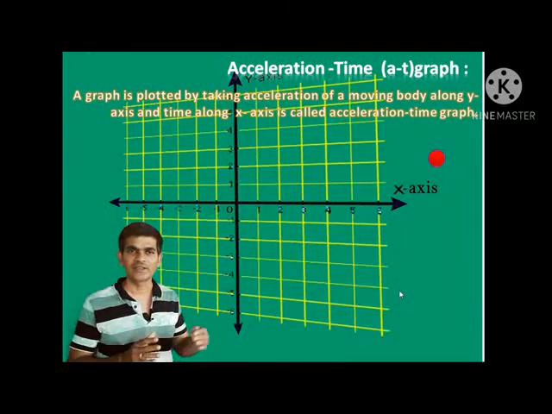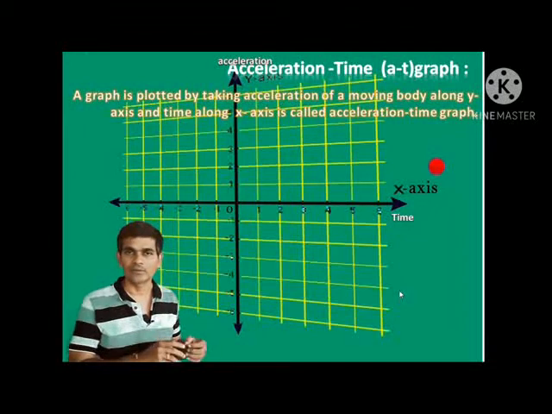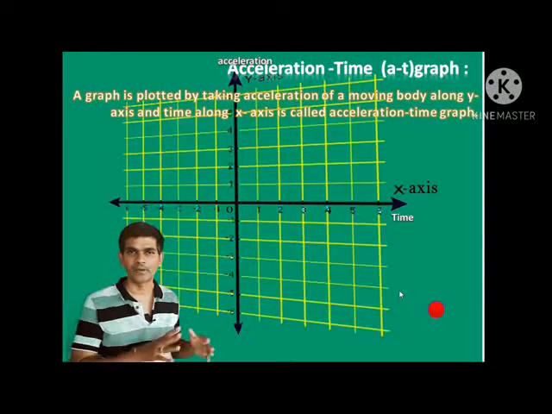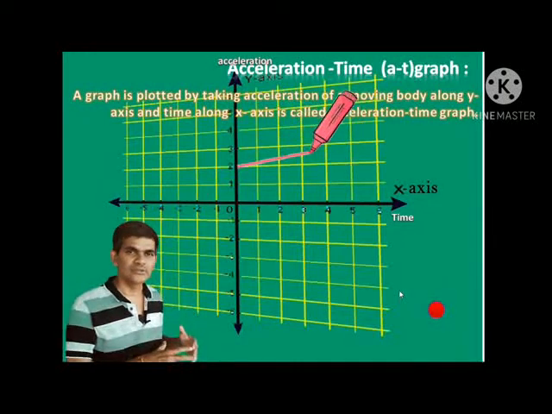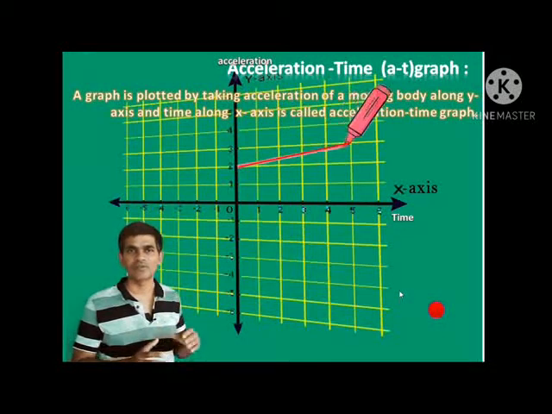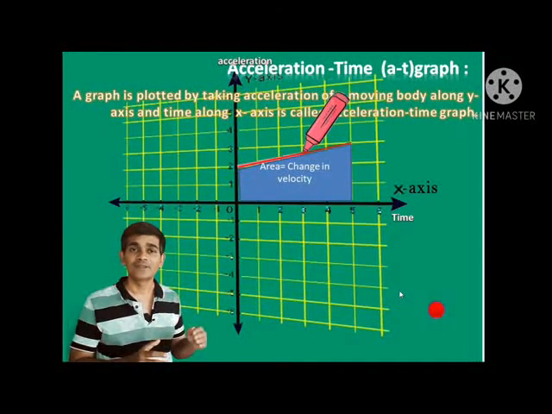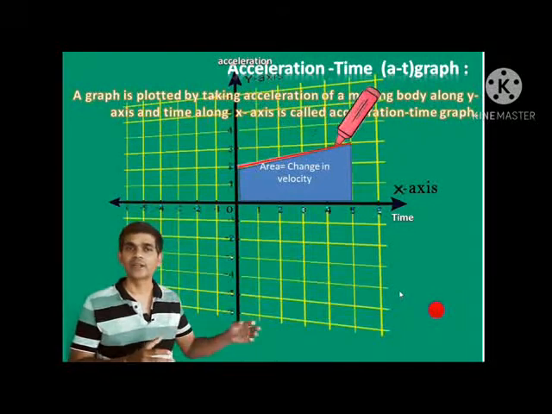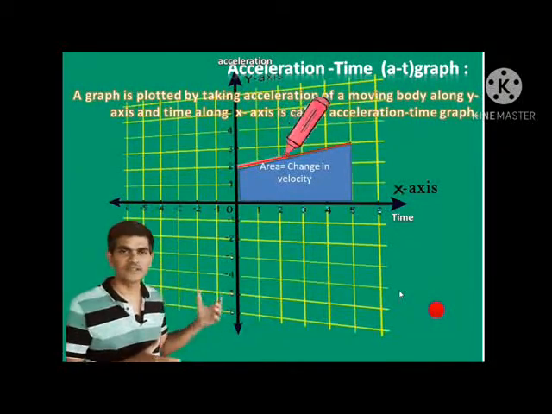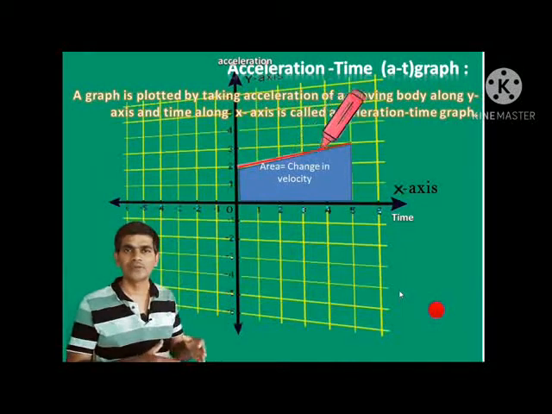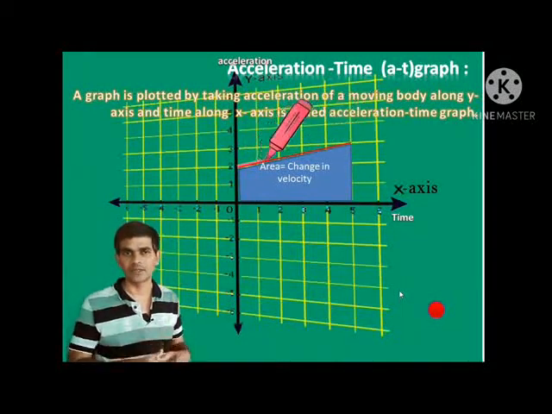When a body is accelerating, while it is moving, we note its acceleration for different time intervals and plot a graph, that is called the acceleration time graph. And using this acceleration time graph, the area under the acceleration time graph represents the change in velocity during that particular time interval. The area under the graph gives the change in velocity.